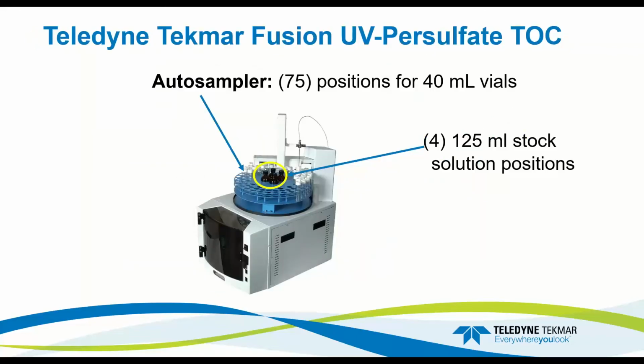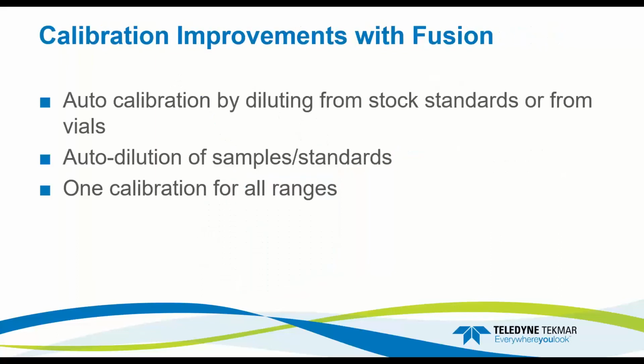Then we also have, as I said, the auto sampler on top. This does contain a 75-position 40 ml VOA vial auto sampler rack, and it has 4 stock positions on the inside. These stock positions will allow you to do certain types of features with this system, which we'll talk about in a second. So instead of making your calibration standards by hand, you can actually make the system do it. The system will prepare by auto-calibrating from diluting from the stock standards in those center 4 positions. It will make the calibration for you. It can also do auto dilutions of samples and standards, and you can calibrate for many different ranges.